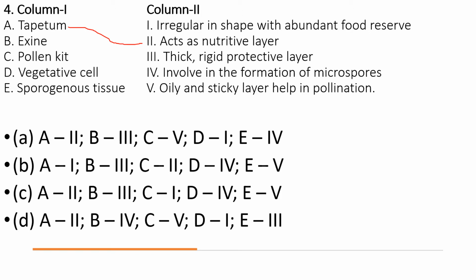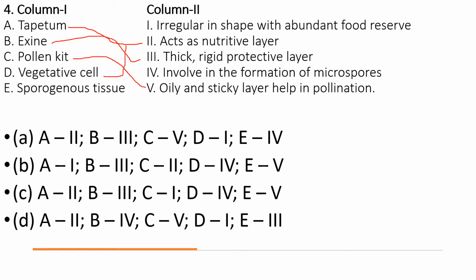And next is the exine. The exine consists of a thick rigid wall. It is made up of a chemical component called sporopollenin. So the exine is a thick rigid protective layer. And C, pollen kit, is the oily and sticky layer that helps in pollination.